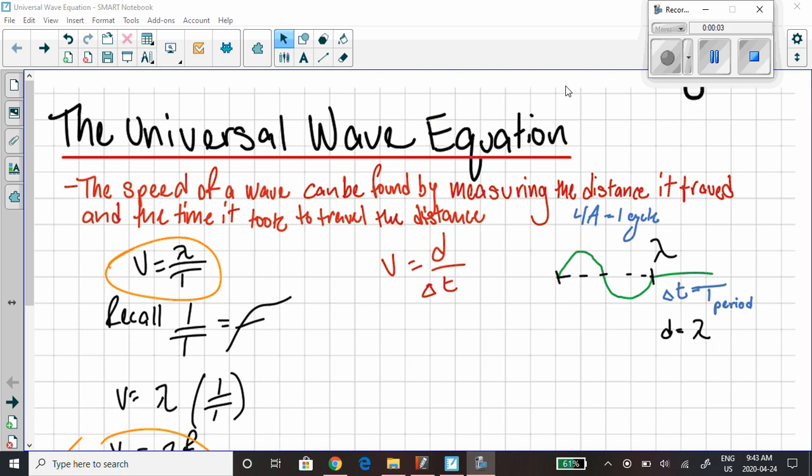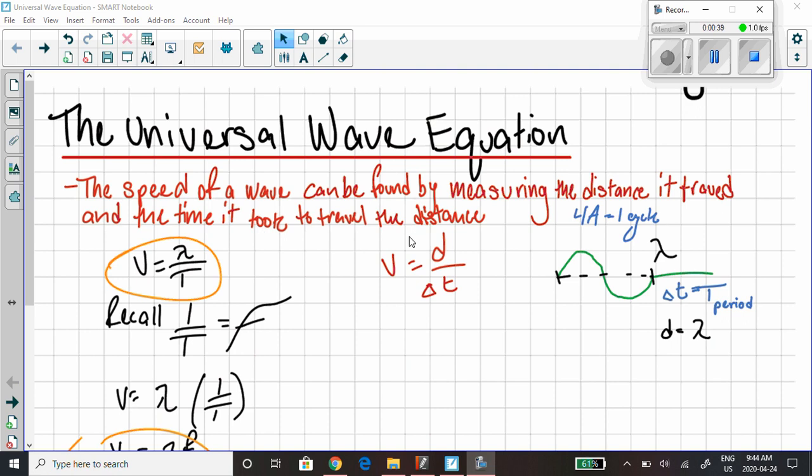Okay, kids, we're back today, and we're going to pick up on our discussion on waves, and we're going to introduce a very important equation in the study of vibrations and waves, particularly the universal wave equation. That means it's an equation that works on waves, not just one wave or two waves, all of the waves. It's universal. The speed that a wave travels, you can calculate it by measuring the distance it travels and the time it took to travel that distance.